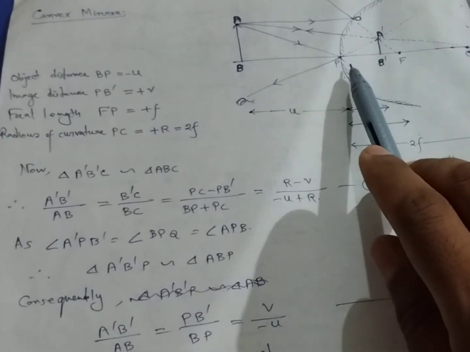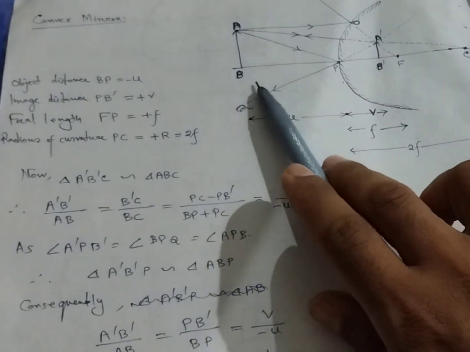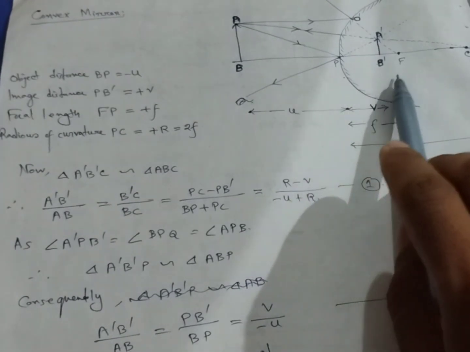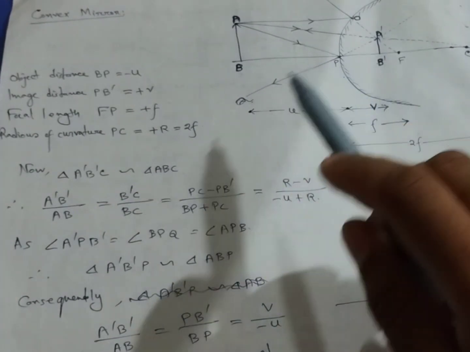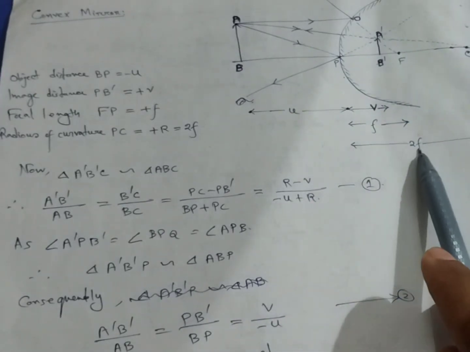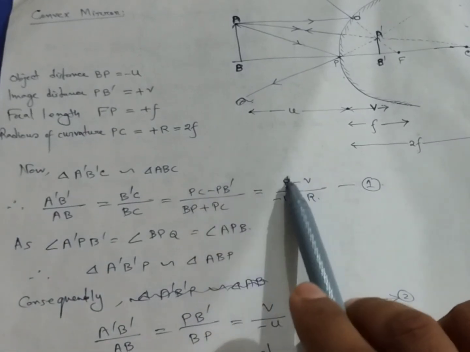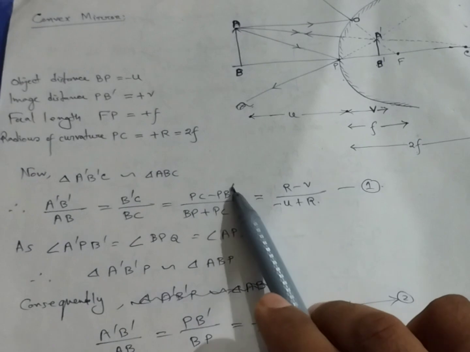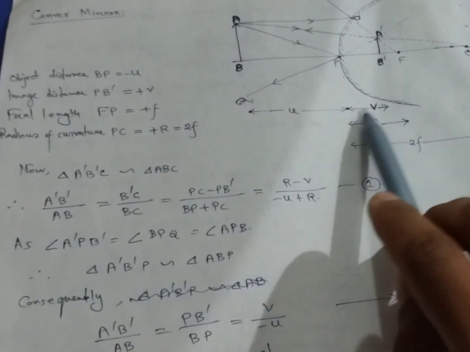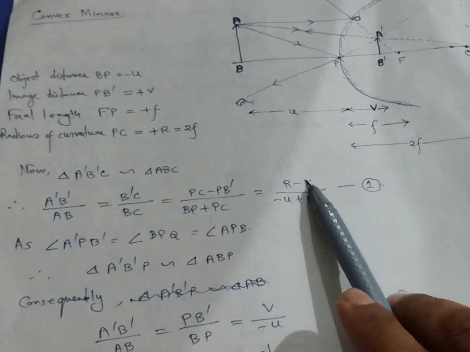BP plus PC, and BC is equal to BP plus PC. So PC means 2F, which is equal to R. So we write PC as R. And PB dash means the image distance. So we write PB dash is V.